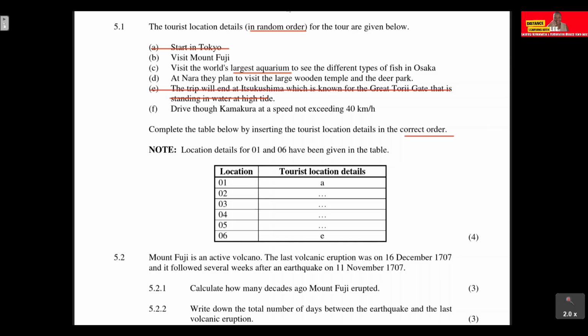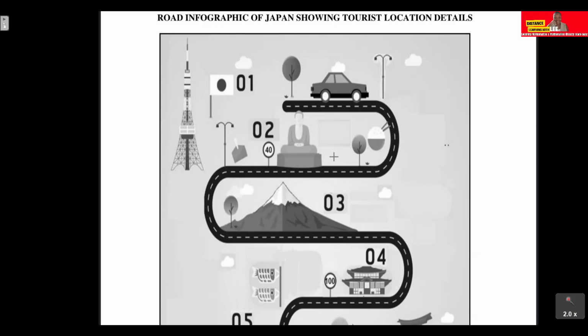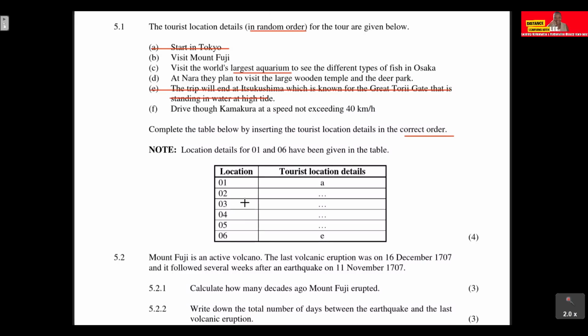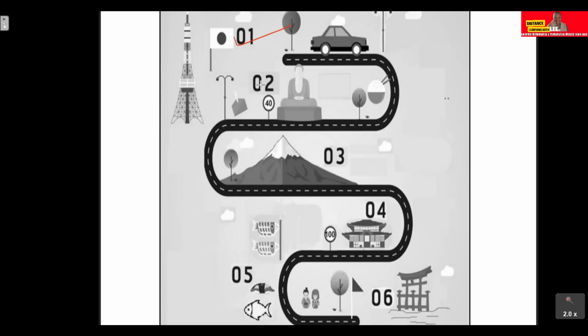So let's see. At point 2, guys, what is happening? We don't know what's happening there, but we've got a sign that says 40 kilometers an hour. That means that at point 2, that is our drive through Kamakura at a speed not exceeding 40 kilometers an hour. So from there, we can already see that 2 is F. We're done with F, so we can cross that out. We've completed number 1 and number 2.